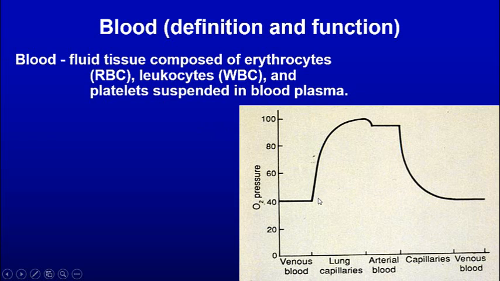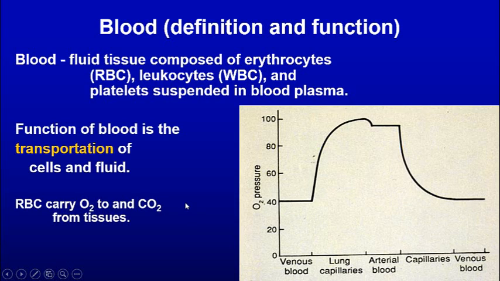And here we can see what happens to blood in different blood vessels. Blood comes in through here, returns to the lungs, and picks up oxygen. So you see the oxygen tension goes from 40 to 100, and then when it goes through capillaries, it drops off again back to the level that it has in the heart.